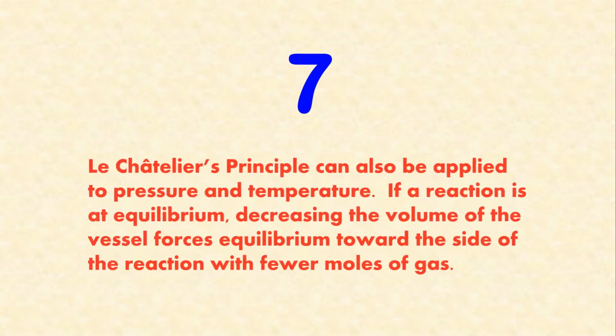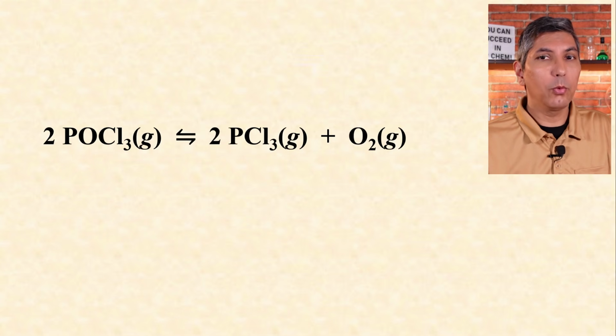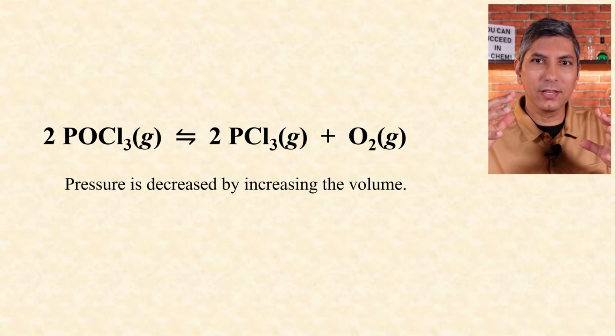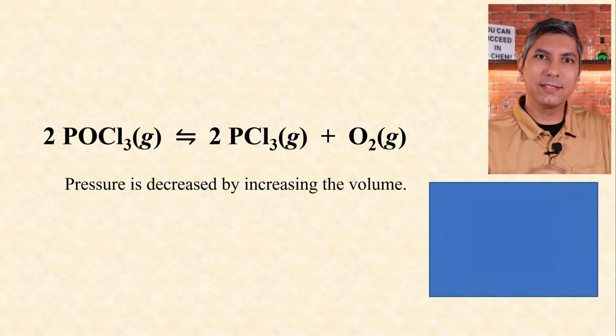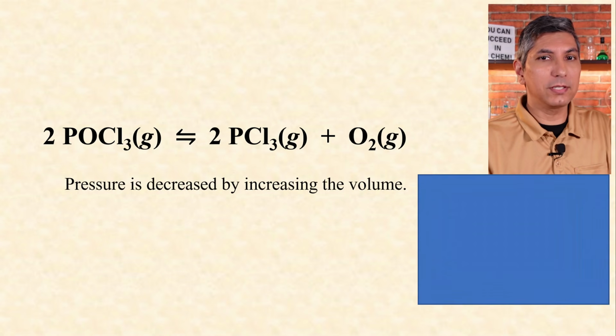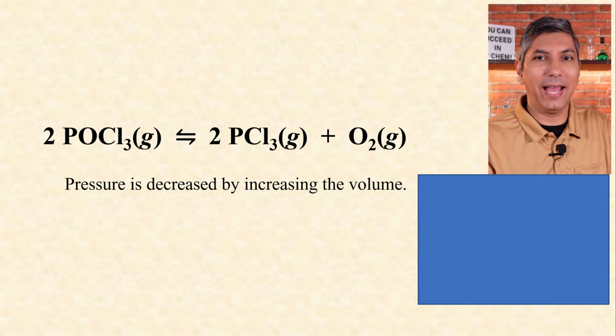Number 7, Le Chatelier's principle can also be applied to pressure and temperature. If a reaction is at equilibrium, decreasing the volume of the vessel forces equilibrium toward the side of the reaction with fewer moles of gas. If we go back to the same reaction, but this time we decrease the pressure by increasing the volume, that means that the reaction mixture will have more space to occupy. So the reaction will proceed toward the side of the reaction that occupies more space, which is going to be the side that has more moles of gas.